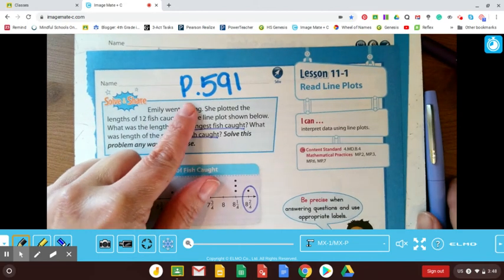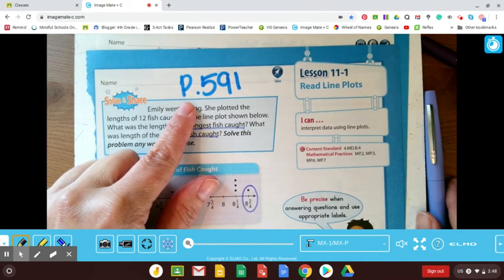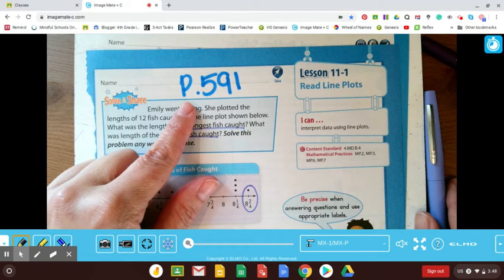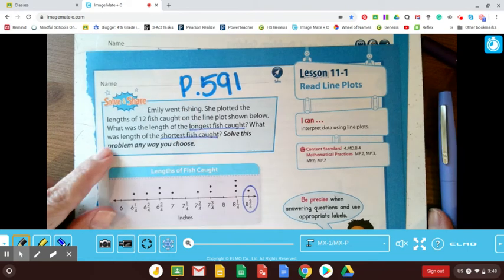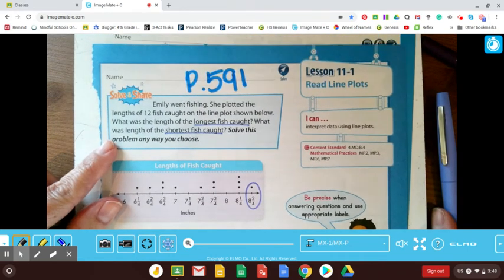You're going to need to take out your math workbook and open up to page 591 for our guided notes today. We're going to be doing part of this lesson today and the other part tomorrow. Let's start with our solve and share.